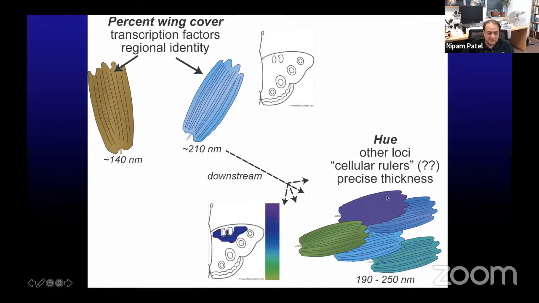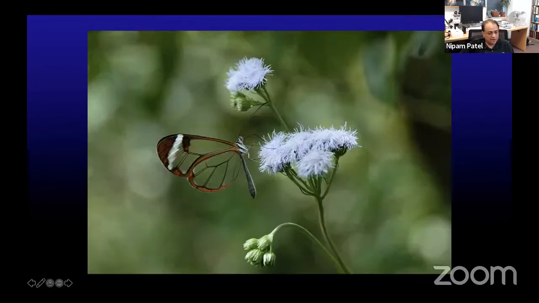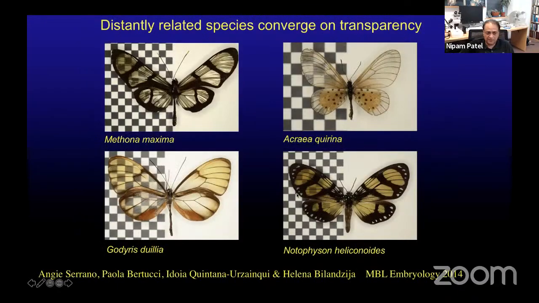So, and I'll just end by mentioning one other thing that we're studying in the lab, which is also transparency in butterflies. So many butterflies and moths have evolved transparency, often as a camouflage mechanism. And so if you look, there's a lot of unrelated species of butterflies that have transparency. And as you might expect with evolution, there are many, many different mechanisms that have evolved to achieve transparency.